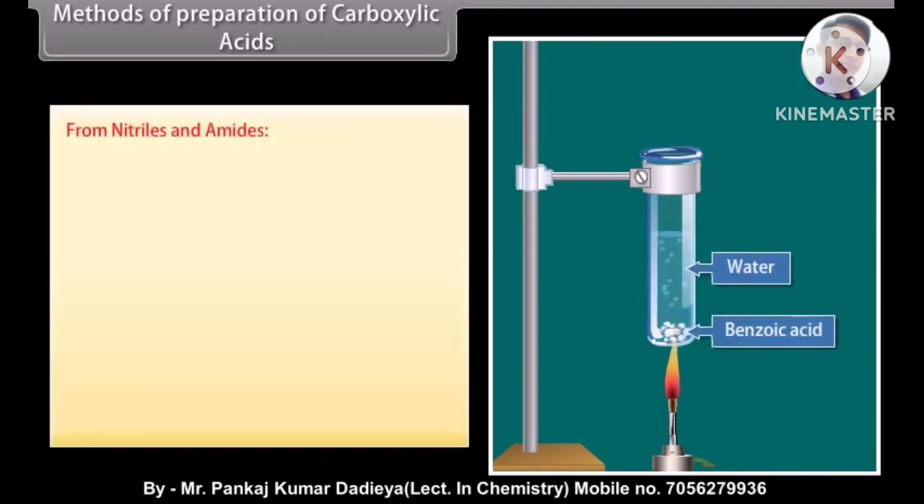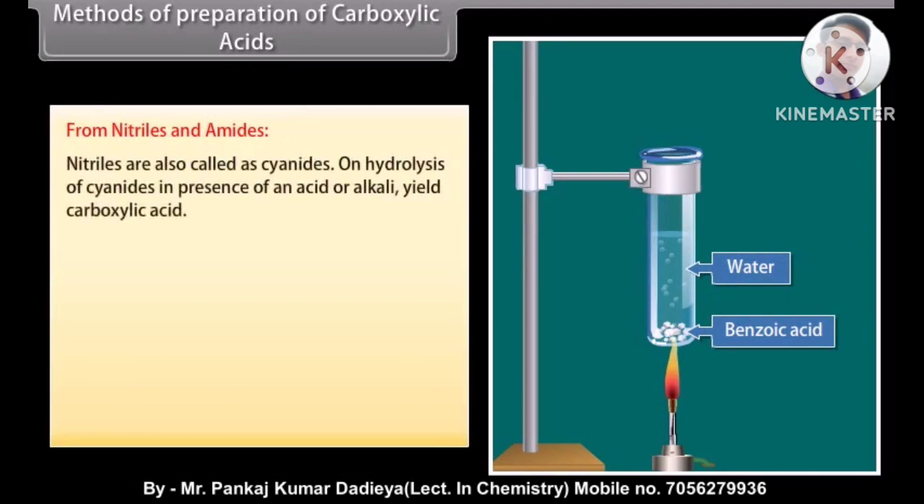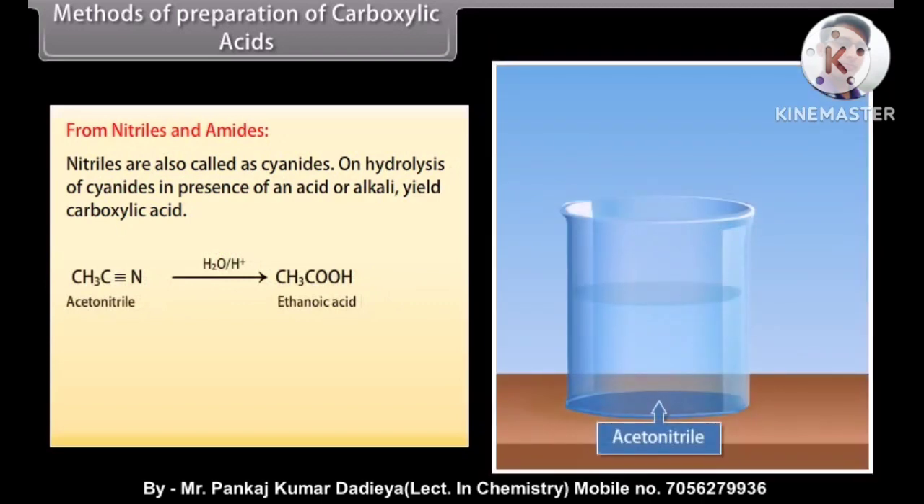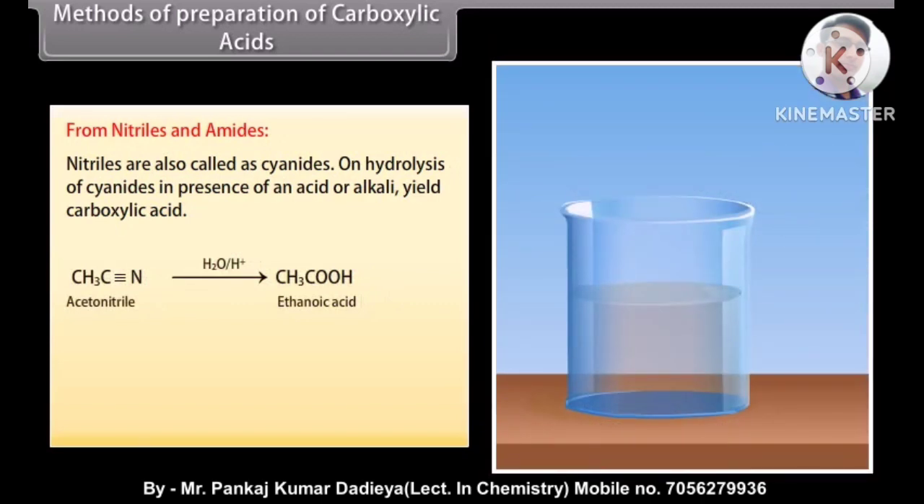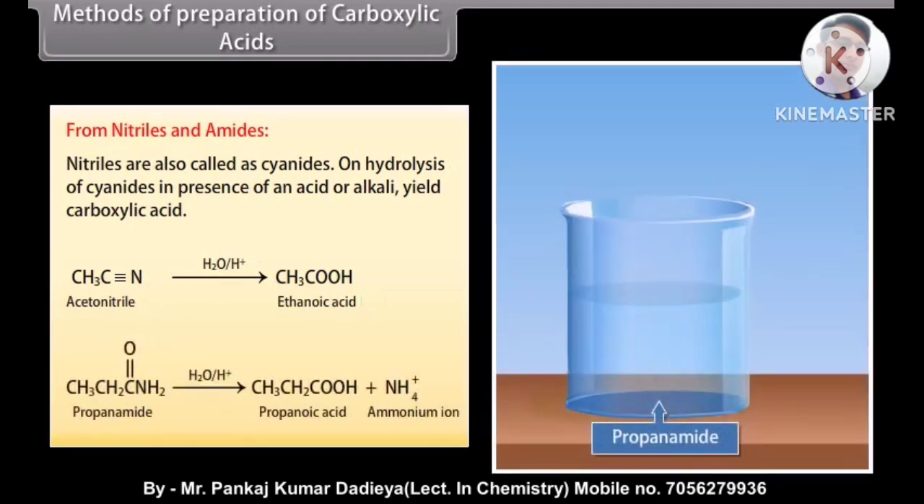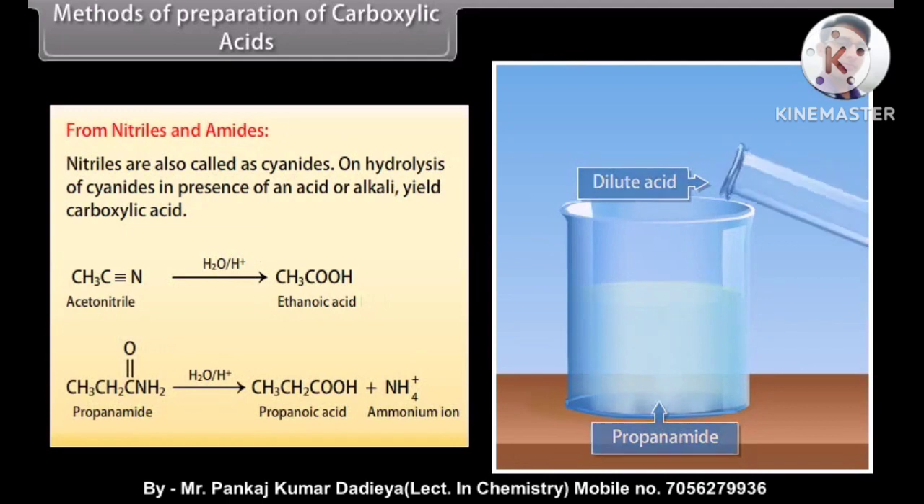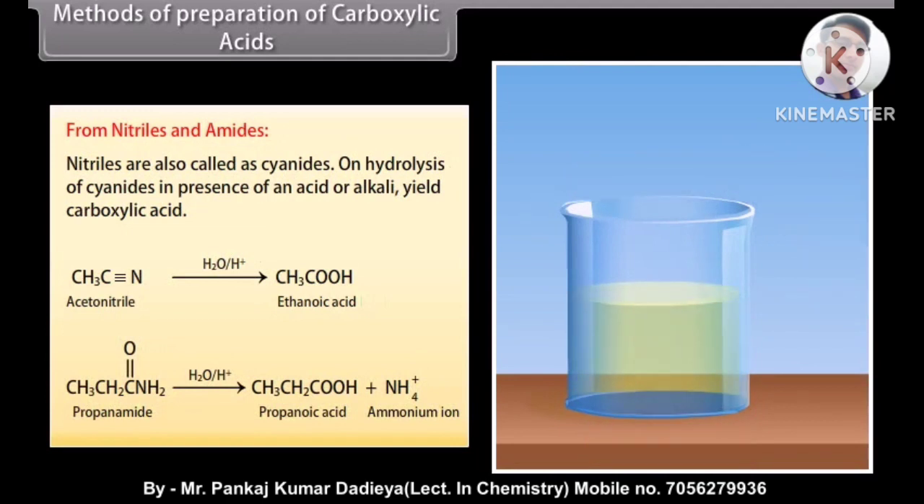From nitriles and amides. Nitriles are also called cyanides. On hydrolysis of cyanides in the presence of an acid or alkali, they yield carboxylic acids. Hydrolysis of acetonitrile in the presence of an acid forms ethanoic acid. On hydrolysis of propanamide in the presence of an acid, it forms propanoic acid and ammonium ion.